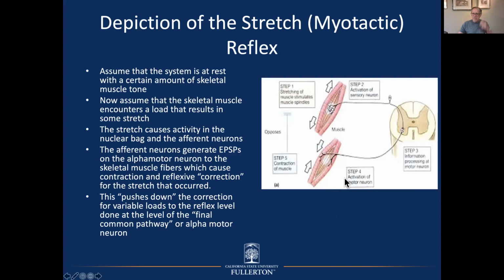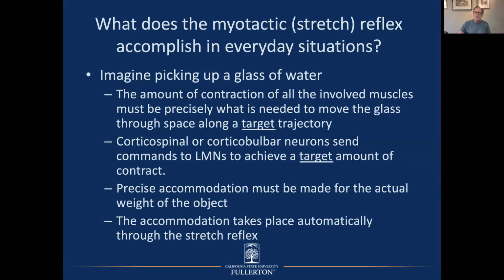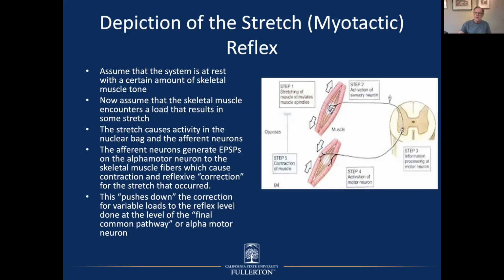In other words, there's more input to this alpha motor neuron than just a cortical spinal neuron. Remember, we started talking about the cortical spinal neuron first, part of the pyramidal system and responsible for our voluntary movements. But now we see there's more input to this alpha motor neuron. It is the final common pathway.